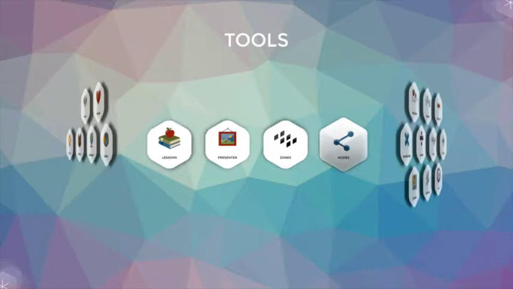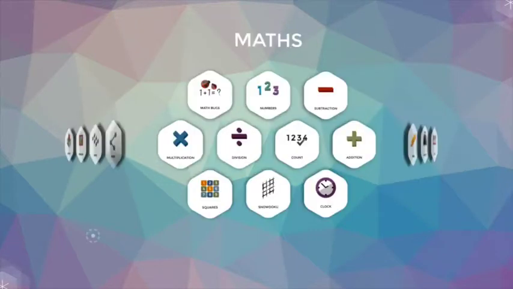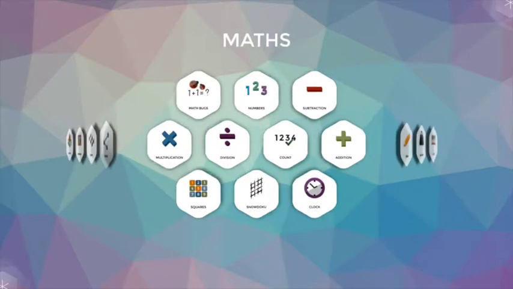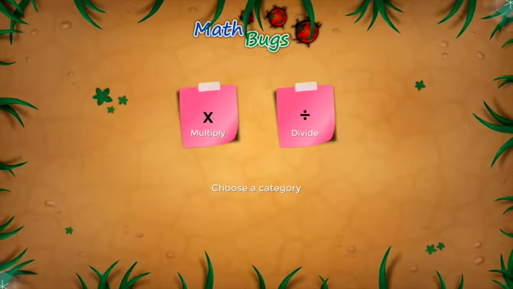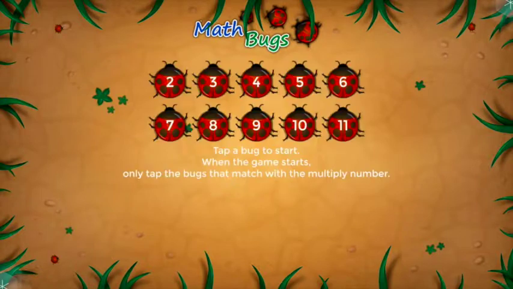So as I said, we have over 30 turnkey applications, and I just want to go ahead and show a couple of them to you. So one of the applications that I want to show you is MathBugs, and you can either play that individually or together with your friends. So if I click multiply, then I can choose which table I want to play. So let's say I click on the table 2.